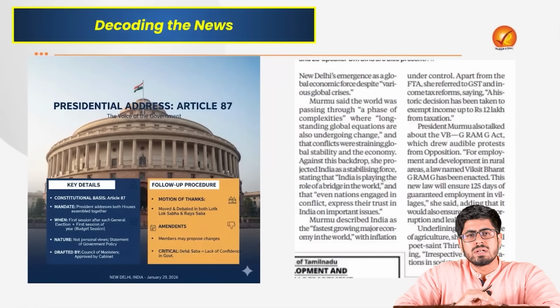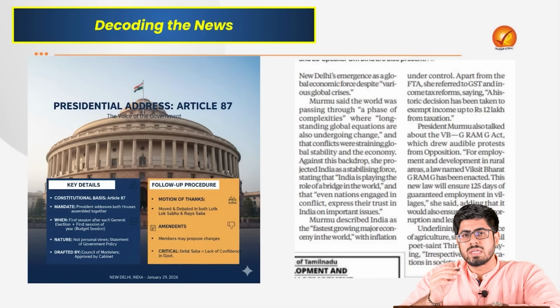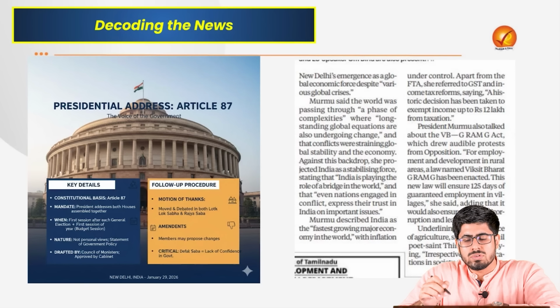Now, in this particular presidential address, she has emphasized the recent developments by the government. She has congratulated Indians for the India-EU FTA that just concluded. She has congratulated Indians on the recent taxation reforms, the GST rationalization, and the income tax limit raised to 12 lakhs, where people with income up to 12 lakh have been exempted.